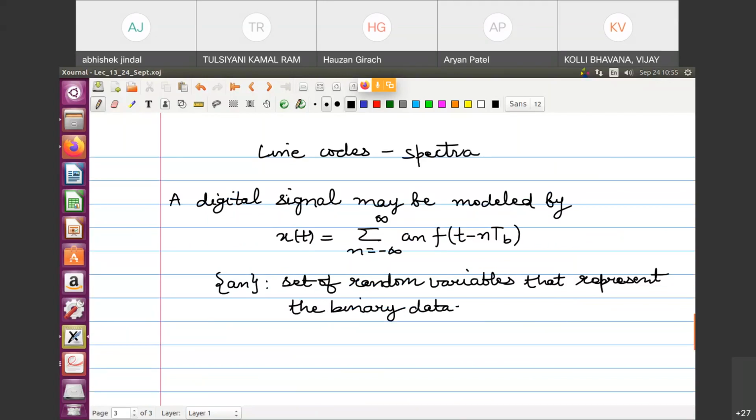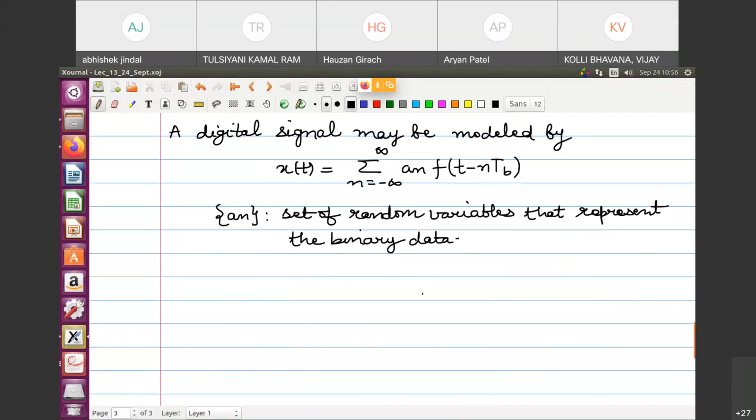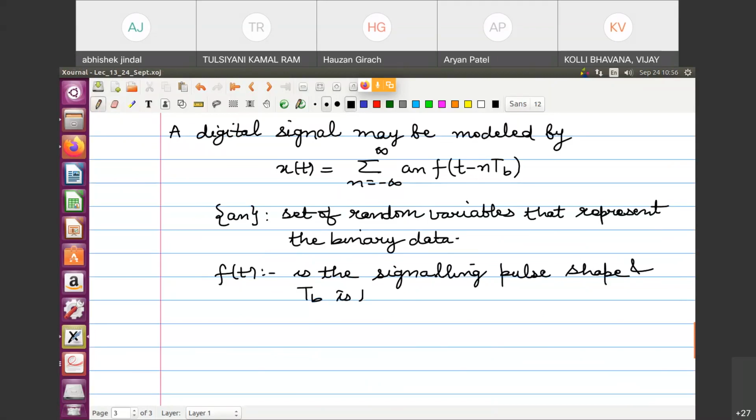So for that I am representing this conversion, or this process of making a continuous time signal out of it, which you can easily write in this form. So I am explaining what it is. And f of t is the signaling pulse, the pulse shape, and T_B is the duration of 1 bit.